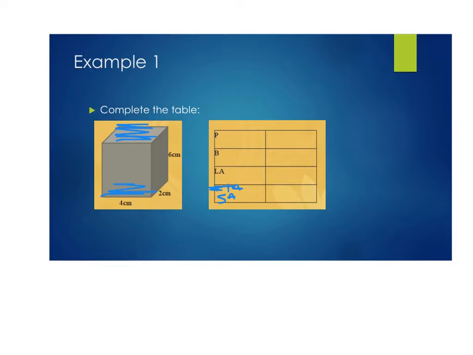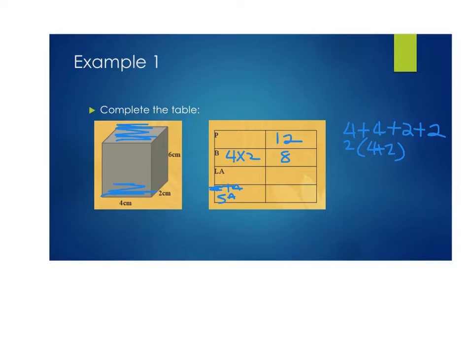So the perimeter of the bottom could be found by 4 plus 4 plus 2 plus 2. So I would add those up, or you could also do 4 plus 2 times 2, and the perimeter is going to be 12. Does that make sense? So you're finding the perimeter of the bottom shape. To find the area of the bottom, which is a rectangle, you're going to do 4 times 2. So the area would be 8.